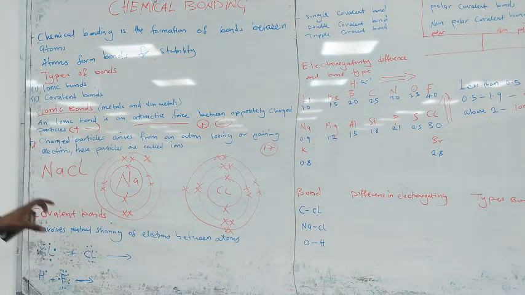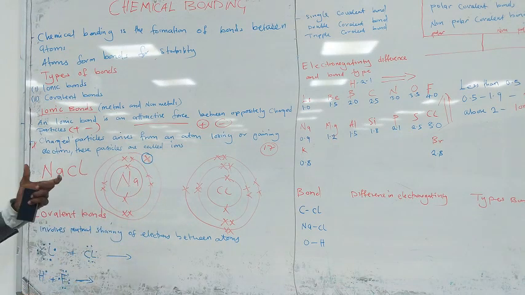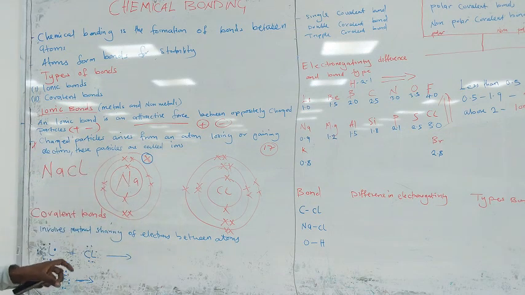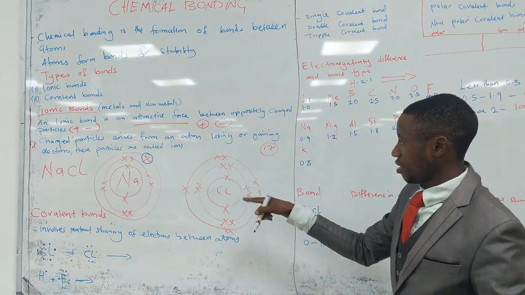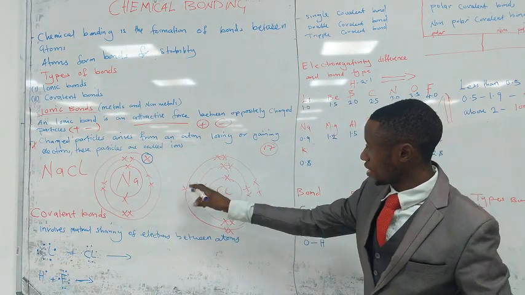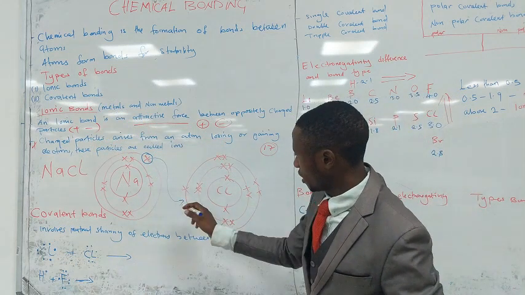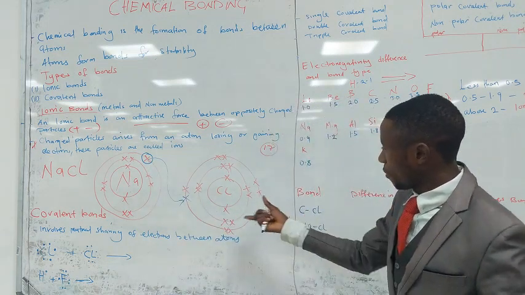For sodium to gain stability, it is going to give away the electron that it has in its outermost shell. This is because it is easy for sodium to lose one electron than gain the 7 that are needed for it to gain stability. Same happens to chlorine. It is not easy for chlorine to lose all these 7 electrons, but easy to attain 1. I'm showing it there. This electron has come from sodium. It is easy for it to gain.